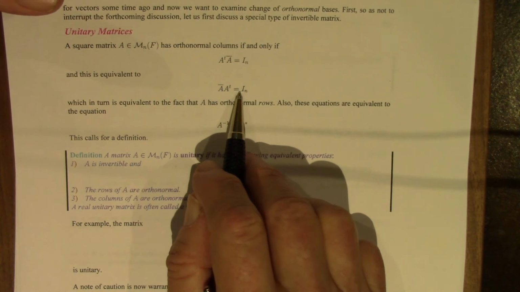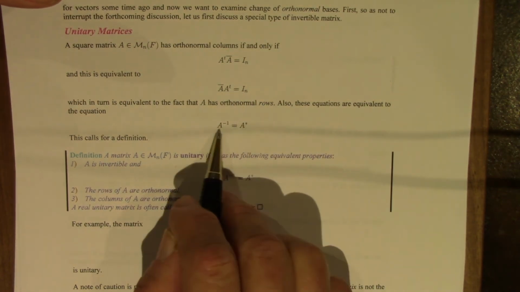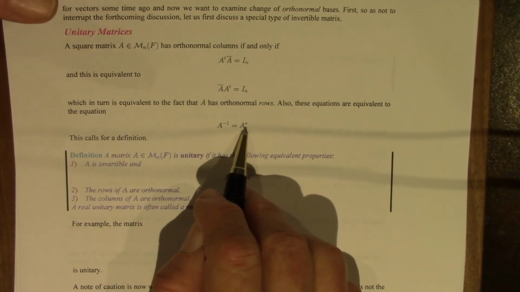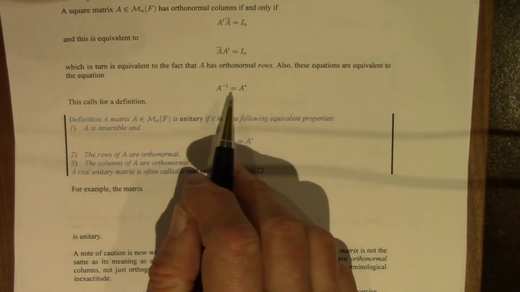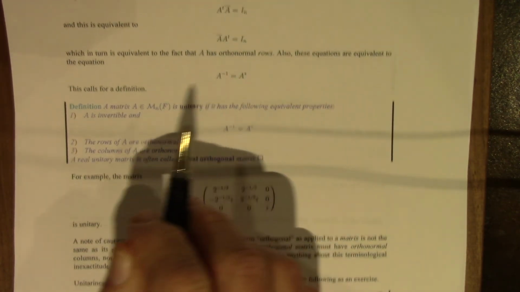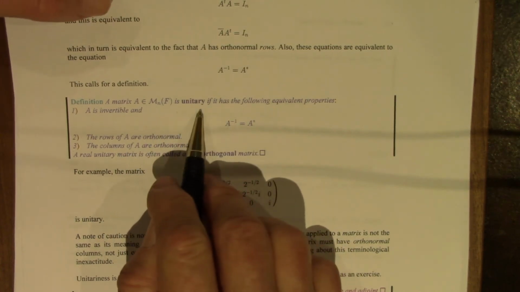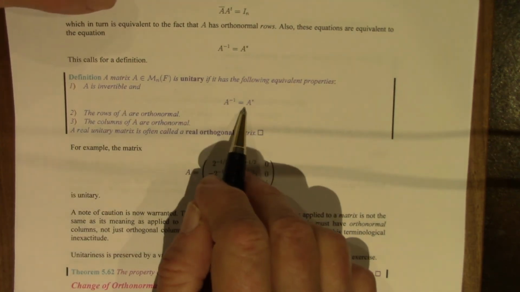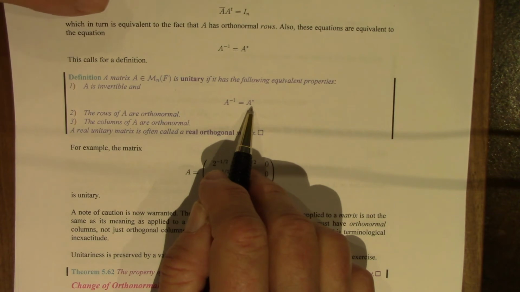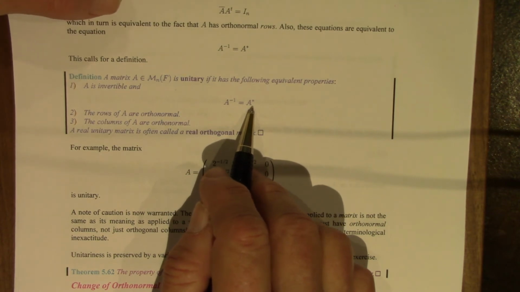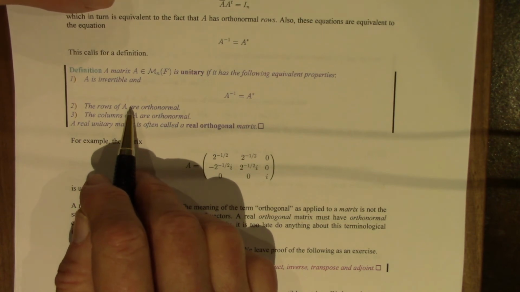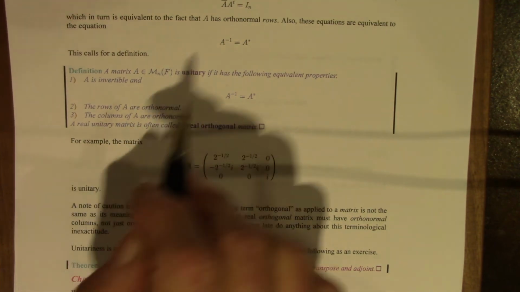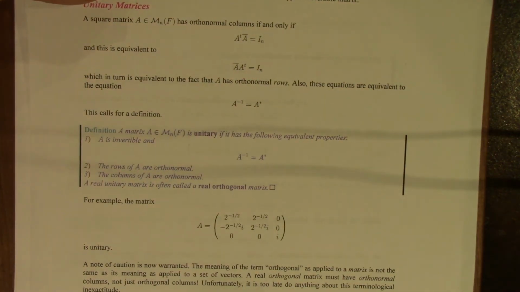Also, these equations are equivalent to this. A inverse is equal to A star. Okay. So this calls for a definition. A square matrix A is unitary if it has the following equivalent properties. It's invertible, and A inverse equals A star. Remember, A star is the adjoint of A, the conjugate transpose. The rows of A are orthonormal, the columns of A are orthonormal. These are all equivalent by some very basic matrix arithmetic.